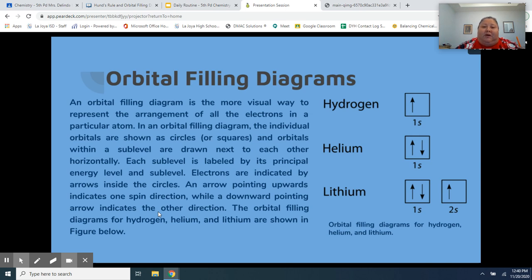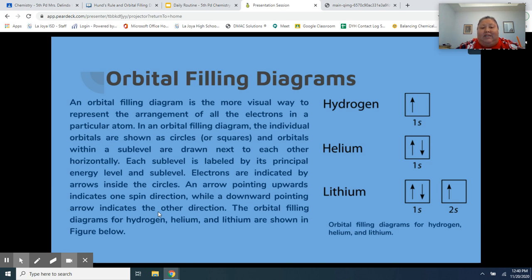Okay, now we're talking about orbital filling diagrams. So orbital filling diagrams are the same as electron configuration, except the orbitals are boxes and the electrons are arrows. An orbital filling diagram is a more visual way to represent the arrangement of all the electrons in a particular atom. In an orbital filling diagram, the individual orbitals are shown as circles. Mine are usually squares. They're not circles.